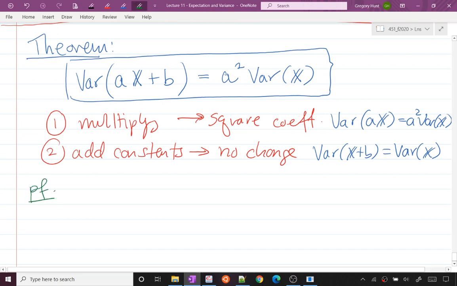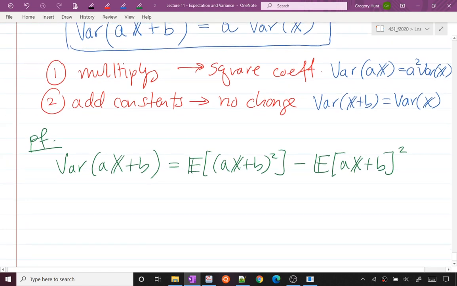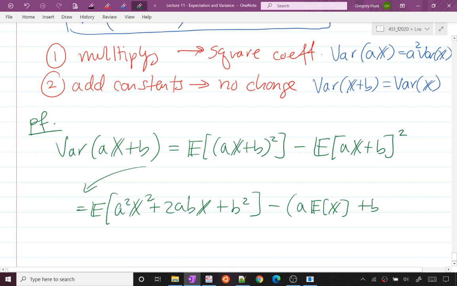The proof of this is not too bad, and I think it's worth going through here. Let's use our shortcut formula. So our variance of ax plus b: the shortcut formula says that this is the expected value of the square minus the square of the expected value. And this is just a game of expanding things out at this point. So I'm just going to continue on down here. Expected value, let's expand out the square: a squared x squared plus 2abx plus b squared. And then this thing is a times the expected value of x by linearity plus b, but then that whole quantity is going to need to get squared.